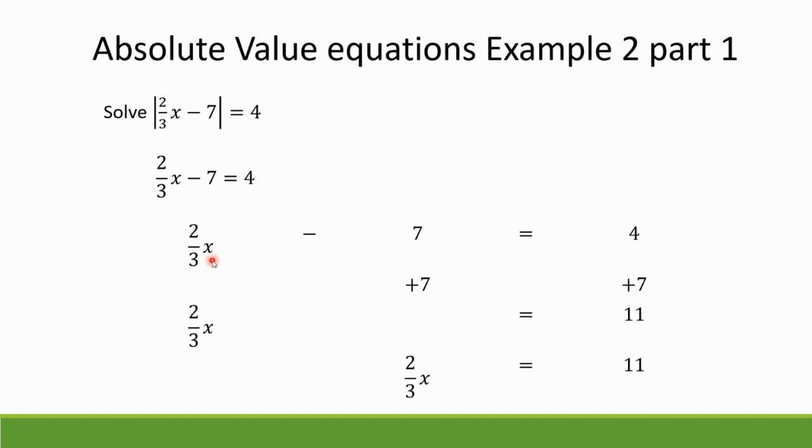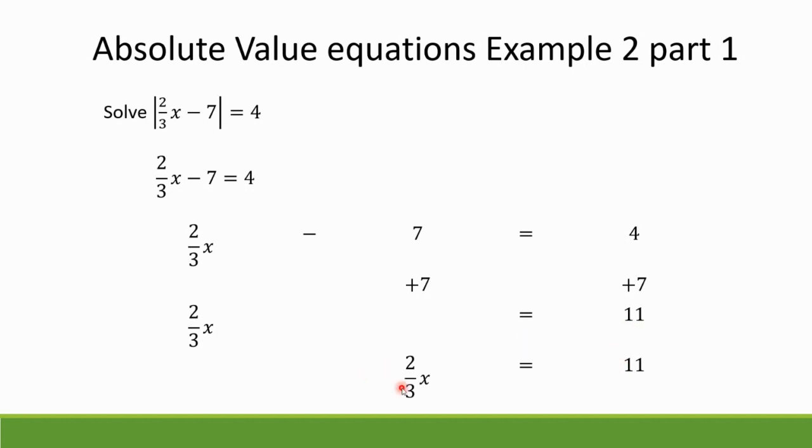So we have 2 over 3 times x minus 7 equals 4. Again, we want to get x all alone. So we add 7 to both sides, right? That gets the 7 out of there. We have 2 over 3 times x equals 11.